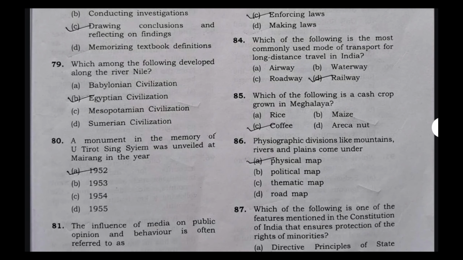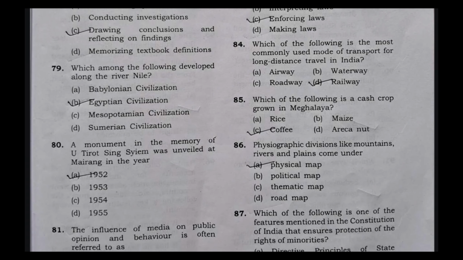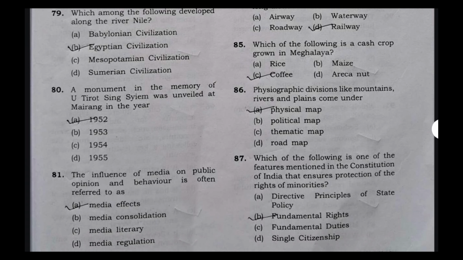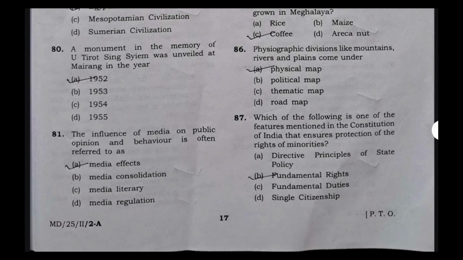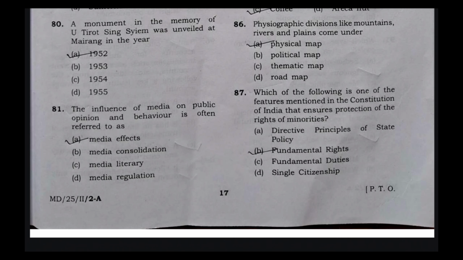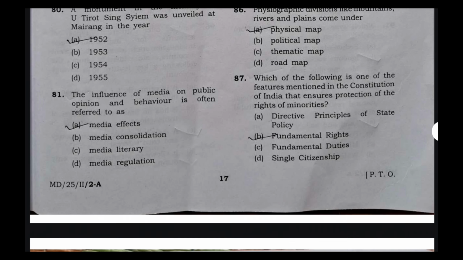85. Which of the following is a cash crop grown in Meghalaya? The answer is option C, coffee. 86. Physiographic divisions like mountains, rivers, and plains come under. The answer is option A, physical map. 87. Which of the following features mentioned in the Constitution of India ensures protection of the rights of minorities? The answer is option B, fundamental rights.